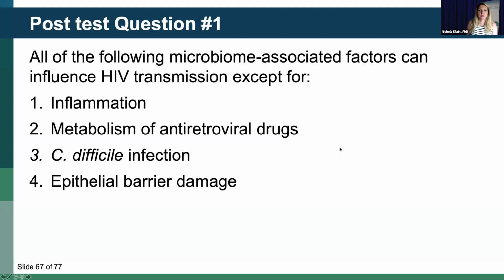All right, so C. diff infection is the correct answer here. C. diff infection has been shown in a couple of studies to be increased in HIV pathogenesis, but it has never been shown to be increased in HIV transmission. And a few of you still think metabolism of antiretroviral drugs, and hopefully I showed you in our studies that the PrEP drugs were metabolized by the dysbiotic vaginal microbiome, and so that might affect HIV transmission in that way.